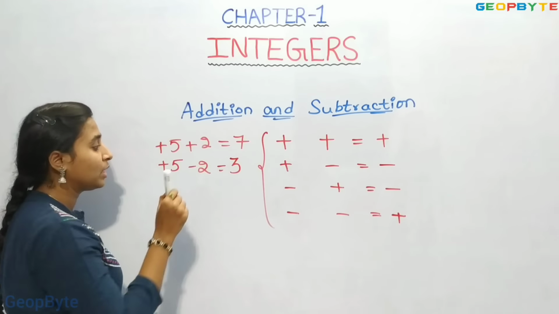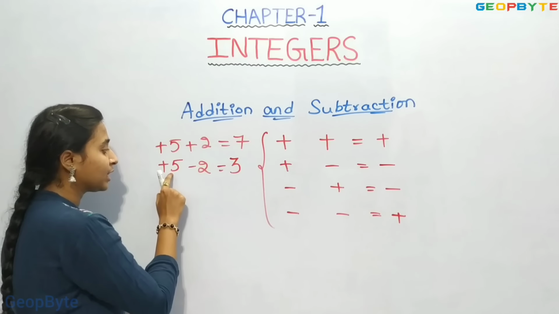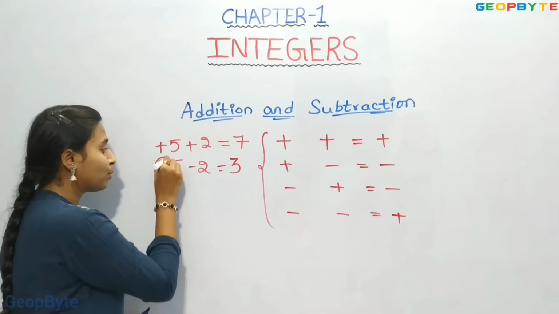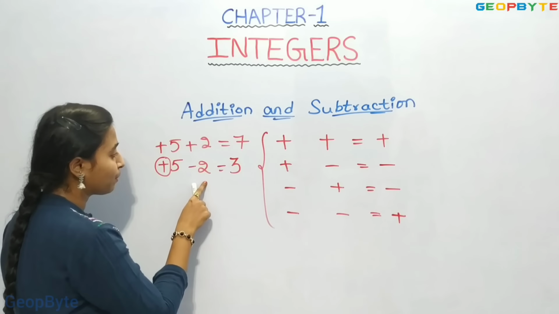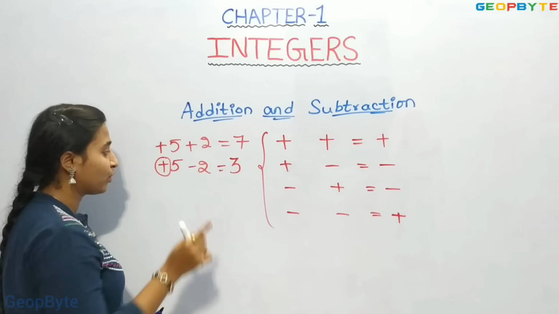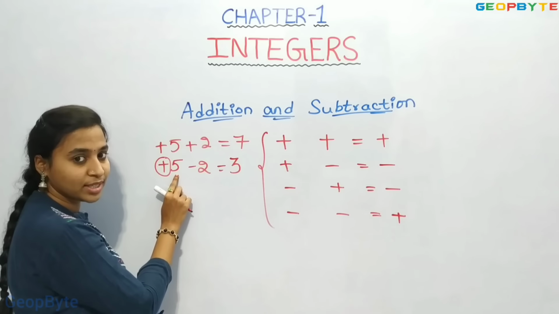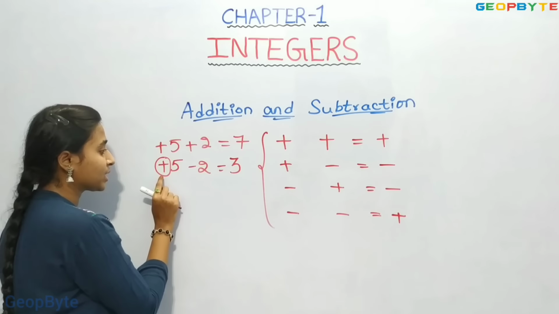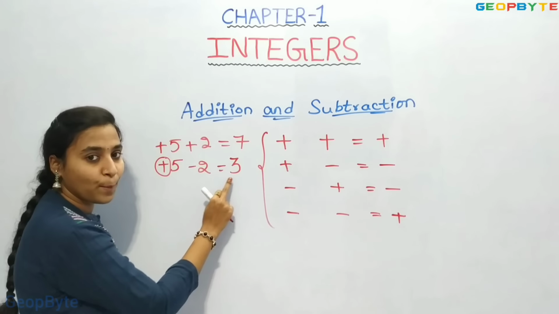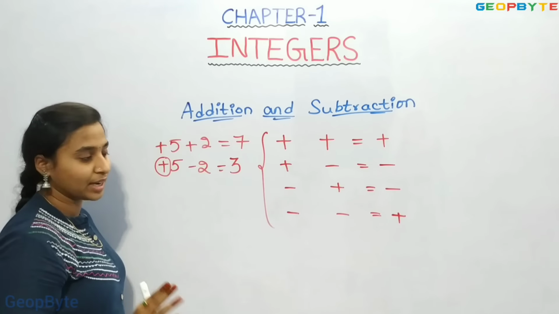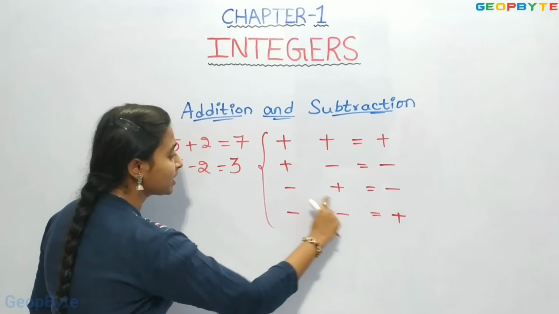But the symbol will be positive because the bigger number has the symbol positive. Remember this. If we do subtraction, see the symbol for the bigger number. What is the symbol for the bigger number? Plus. We need to write plus. So, the answer came in positive, that is plus 3. Now, let us see this rule.